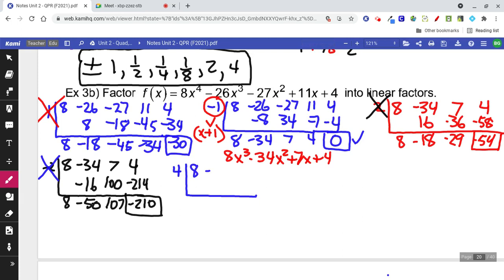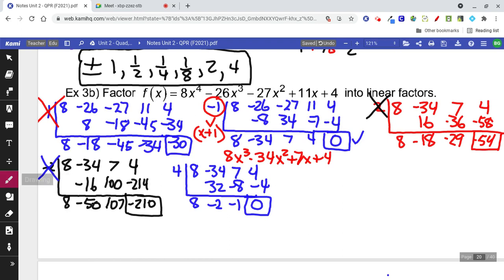Again, I'm using the reduced version. 8, negative 34, 7, and 4. Add down, that's 8. Multiply 32. Add down negative 2. Multiply negative 8. Add down negative 1. Multiply negative 4. Add down 0. Sweet. Okay, that works.